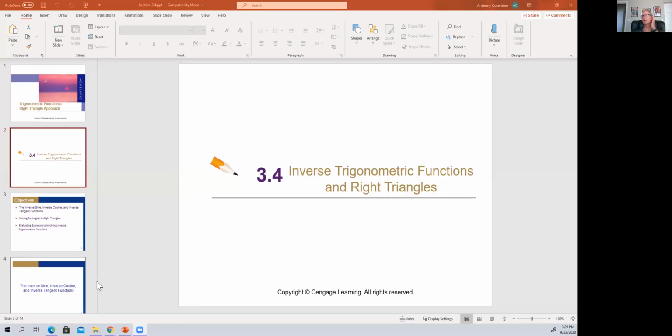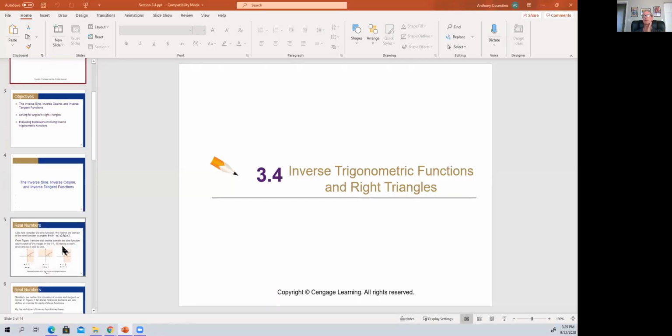Hello, class. So this will be a recorded lecture for section 3.4, and this will be the last of the recorded lectures before our first exam. This is introducing inverse trig functions using the right triangle approach and the practicality of using the inverse trig functions to do some calculations. And so let's go to the slides here and show you a couple definitions.